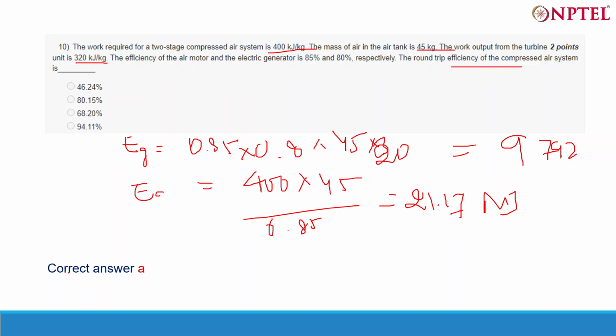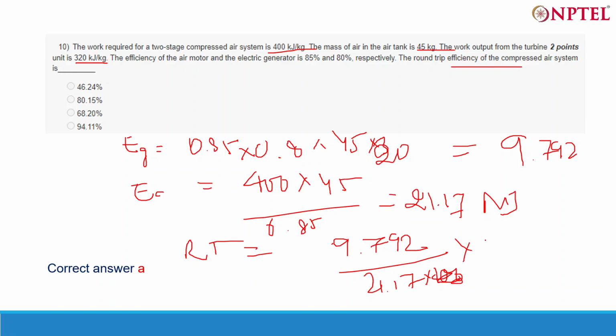Okay, now overall round trip efficiency is basically energy generated by energy consumed. So 9.792 upon 21.17 into 100. This is in megajoule, so this is not required, into 100. This comes out to around 46.24. So the correct answer is answer A.